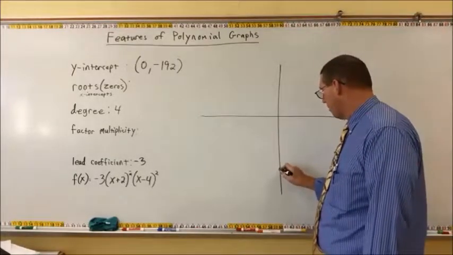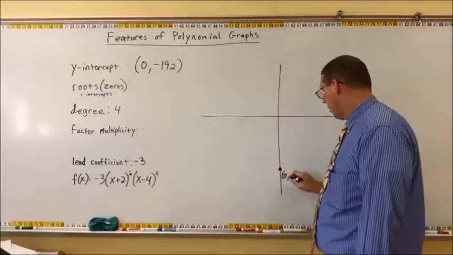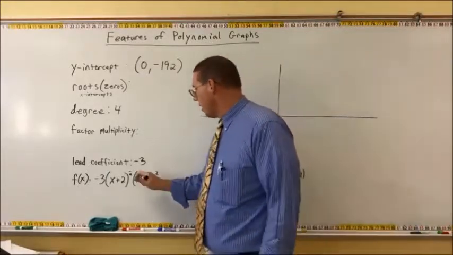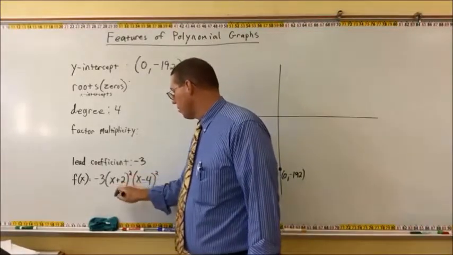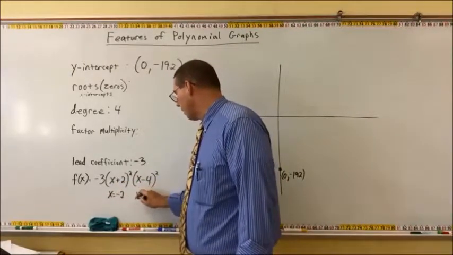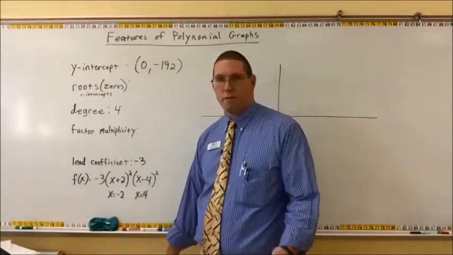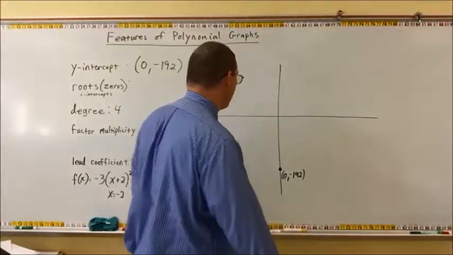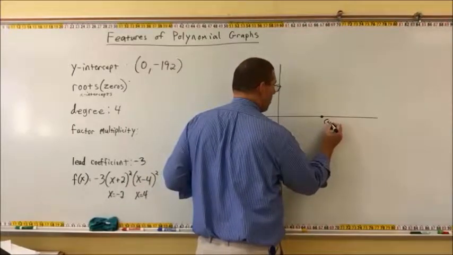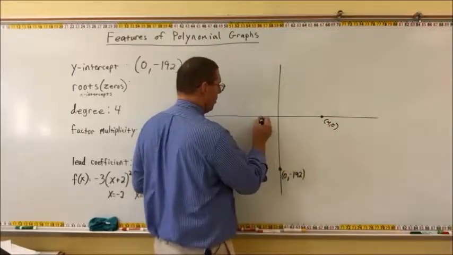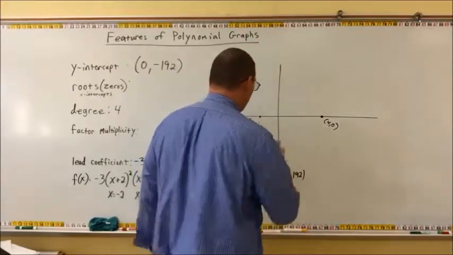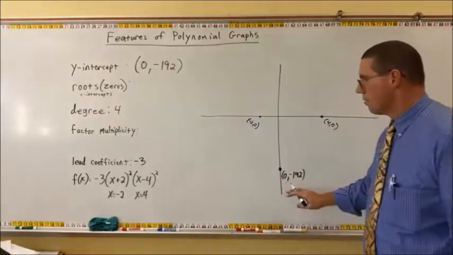I'm going to put that approximately down here. 0 and -192. Where's our x-intercepts? Well, we've got an x plus 2. That gives us an x-intercept at -2. And we've got x minus 4. That gives us an x-intercept at +4, right? So we're going to go over here, and we're going to put a dot at 4 and 0. We're going to put another one here at -2 and 0. We've got our x-intercepts. We've got our y-intercept.